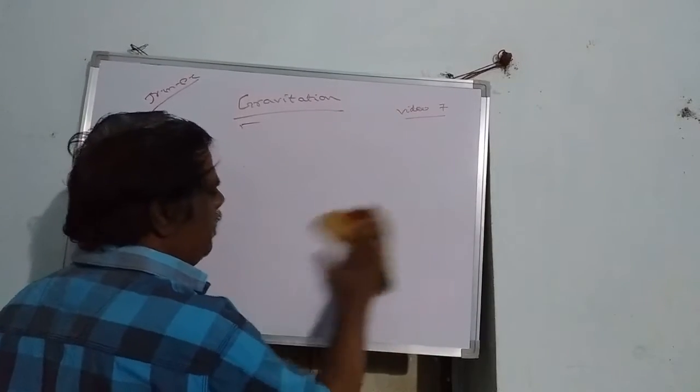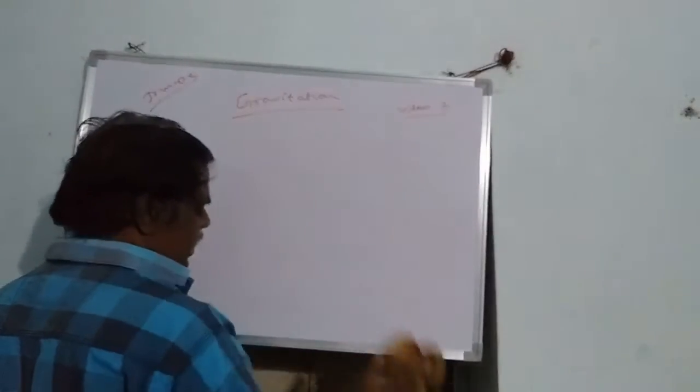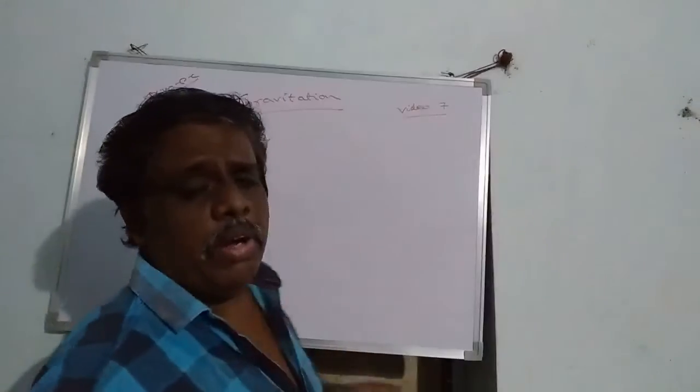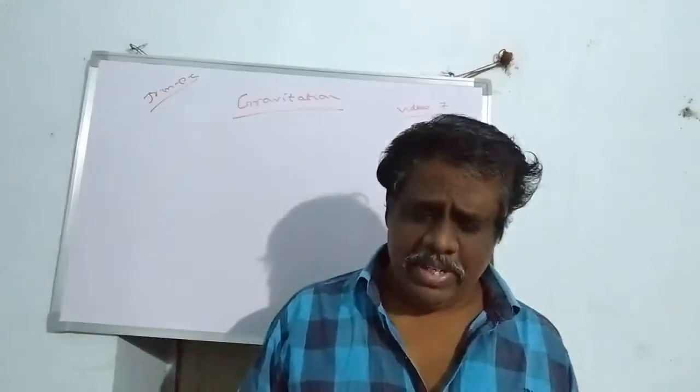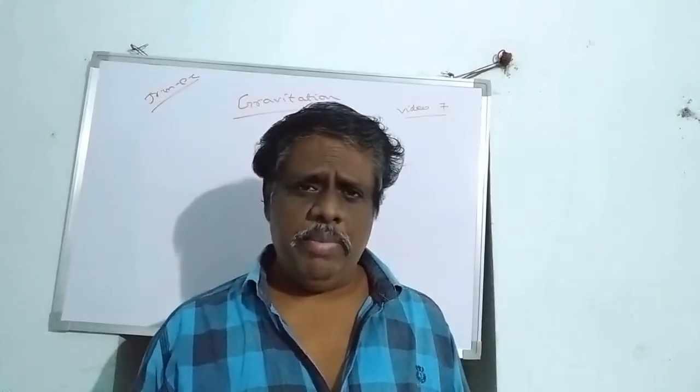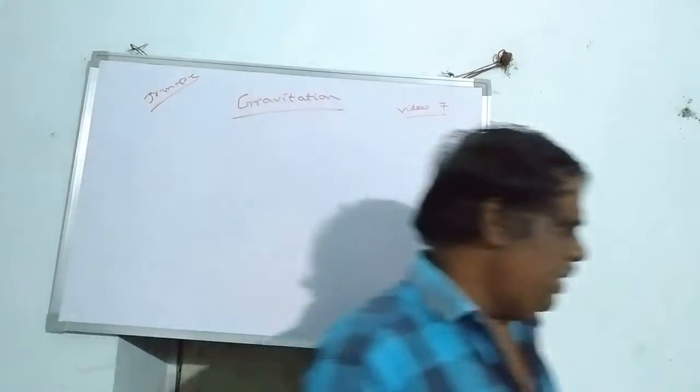The universal gravitational constant, its value and units you have to remember: 6.67 into 10 power minus 11 Newton meter square per kg square. Ready?